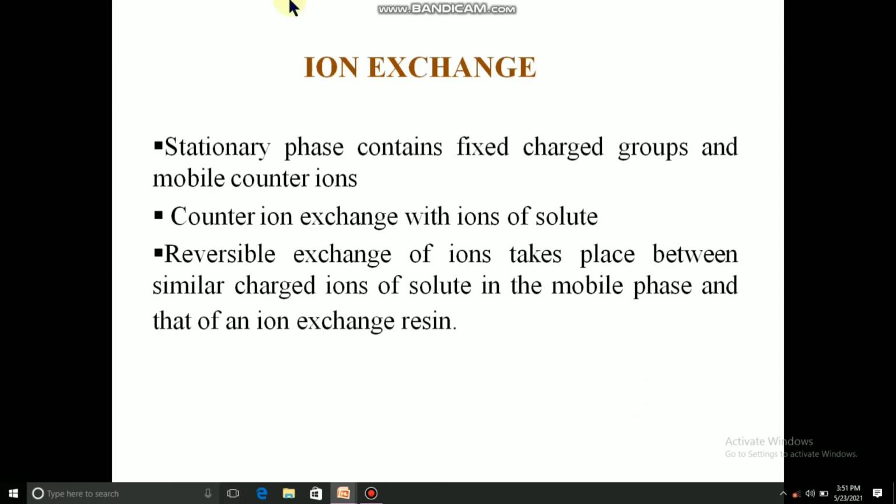Next one is ion exchange chromatography. So stationary phase contains fixed charged groups and mobile counter ions. That means it contains both positive, that means cations, and anions also. So both ion groups are present. So counter ions exchange with ions of the solute. Reversible exchange of the ions takes place between the similarly charged ions of solute in the mobile phase and that of an ion exchange resin. So actually in ion exchange chromatography, as the stationary phase we can use only the ion exchange resin.